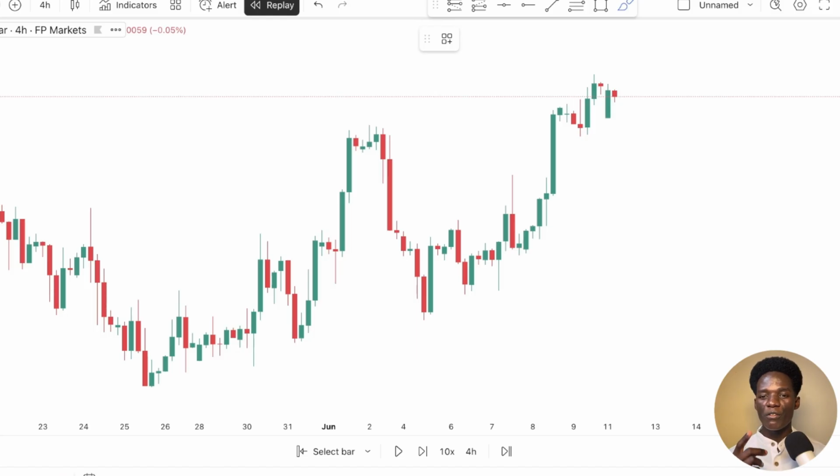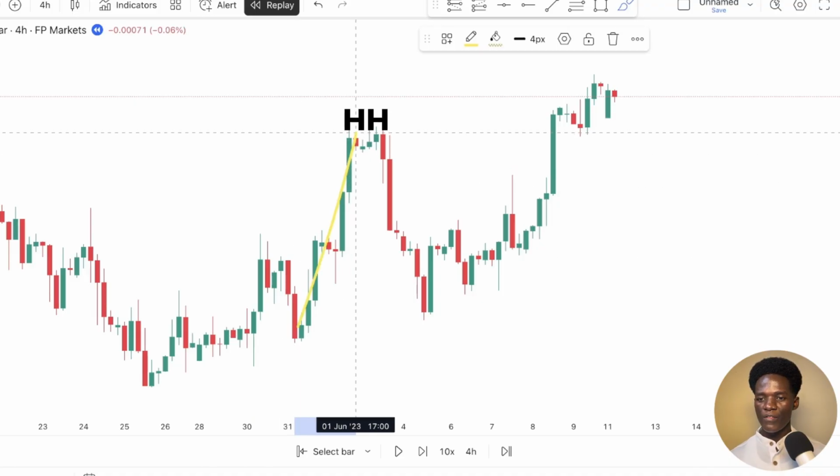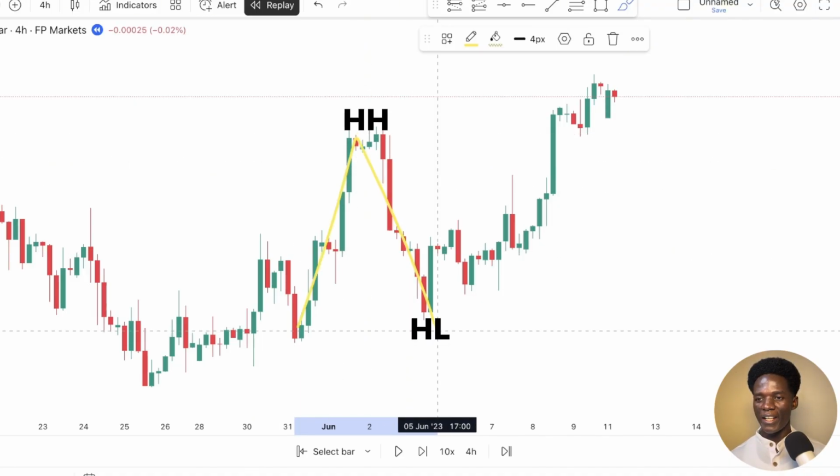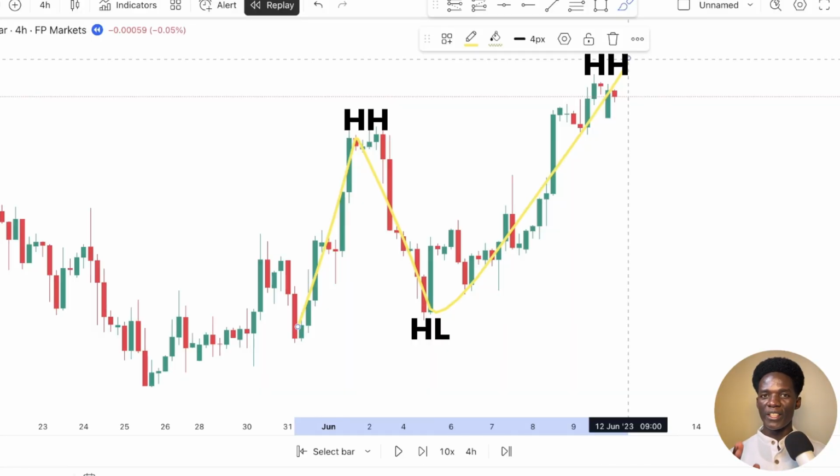Let's get into it. The first thing you do is identify the trend direction on the higher time frame. That will be the H4 time frame. You want to mark up your market structure first. This is a bullish uptrend because the price is creating higher high, higher low, and higher high. And in a bullish uptrend, we want to look for buy positions only.